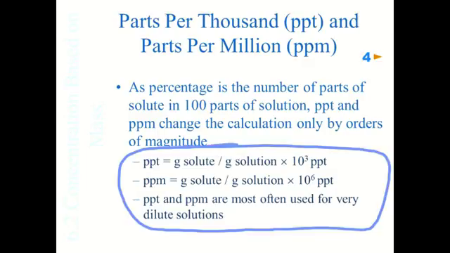So look at this formula. Grams of solute divided by grams of solution times 10 to the 3 is parts per thousand, PPT. And if it is grams of solute divided by grams of solution times 10 to the 6, it is parts per million. That's the only difference.